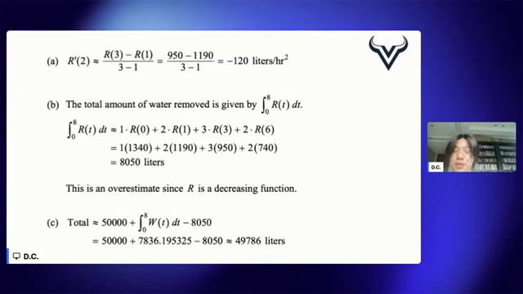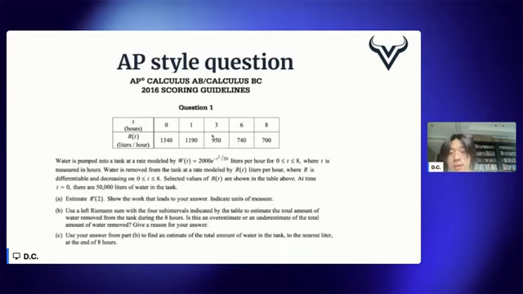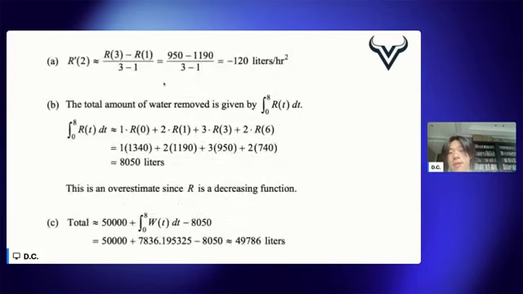And then 3, 2, 1, we're moving on to solutions. So number A is R'(2). If you want to estimate, obviously, since it's giving R(3) and R(1), use R(3) minus R(1) over 3 minus 1, which will give you negative 120 liters per hour, which is telling you R(t) is a decreasing function.